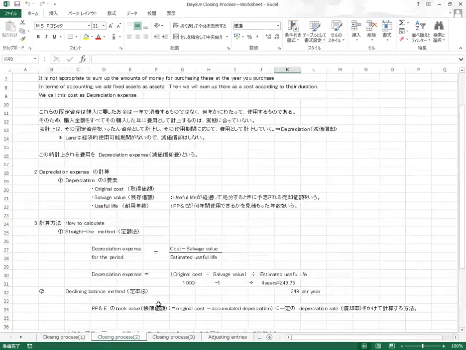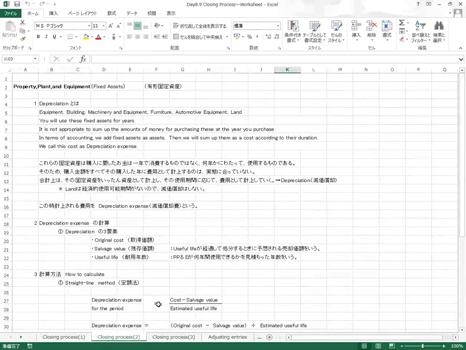Next, closing process number 2 is depreciation. Depreciation expense. For example, you buy a building for business. Do you use it only for 1 year? You buy it? No, you can use the building for many years.